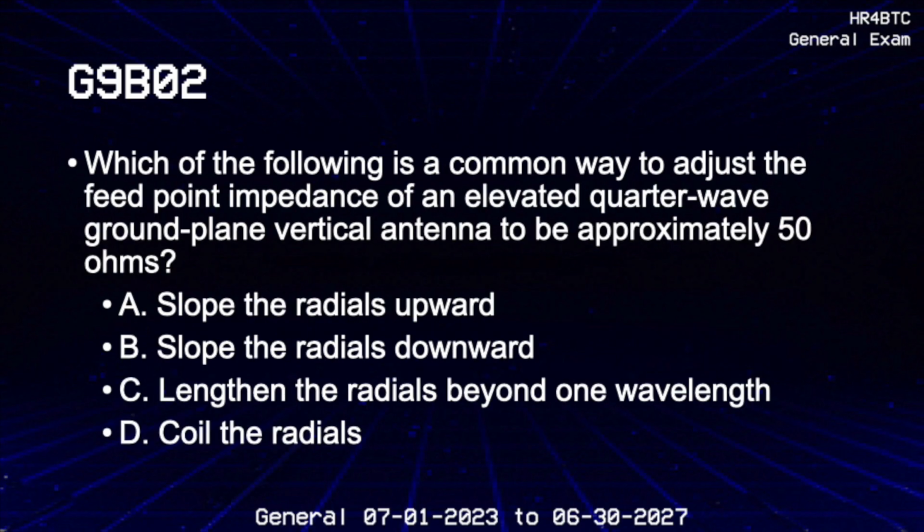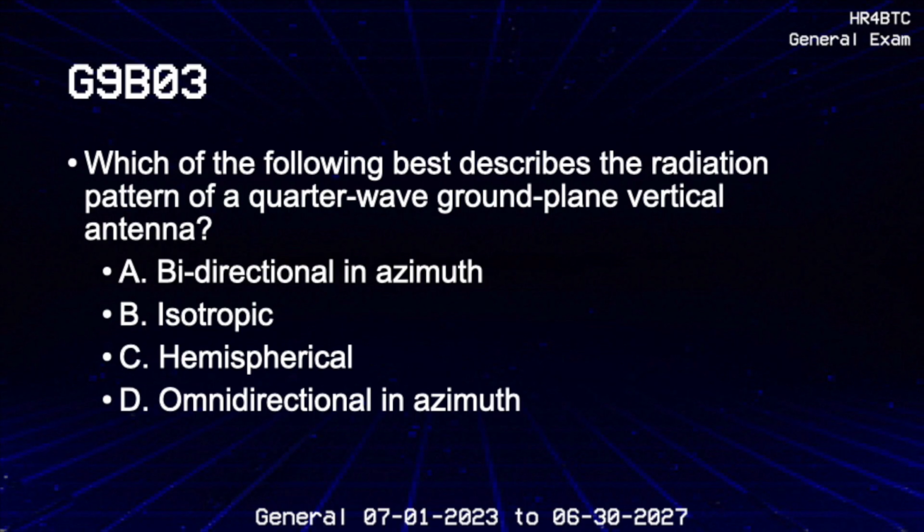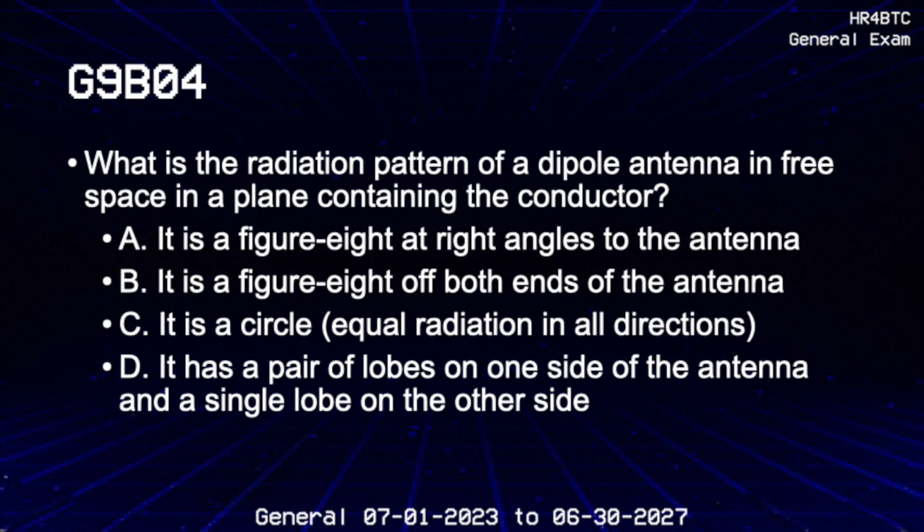Which of the following is a common way to adjust the feed point impedance of an elevated quarter-wave ground plane vertical antenna to be approximately 50 ohms? Slope the radials downward. Which of the following best describes the radiation pattern of a quarter-wave ground plane vertical antenna? Omnidirectional in azimuth. What is the radiation pattern of a dipole antenna in free space in a plane containing the conductor? It is a figure 8 at right angles to the antenna.